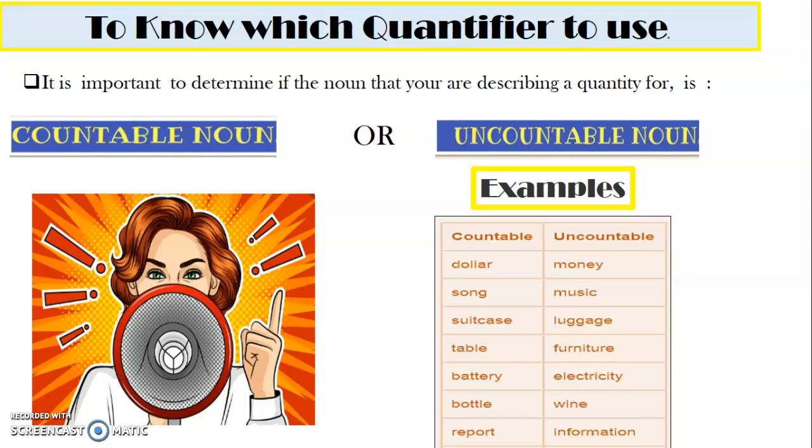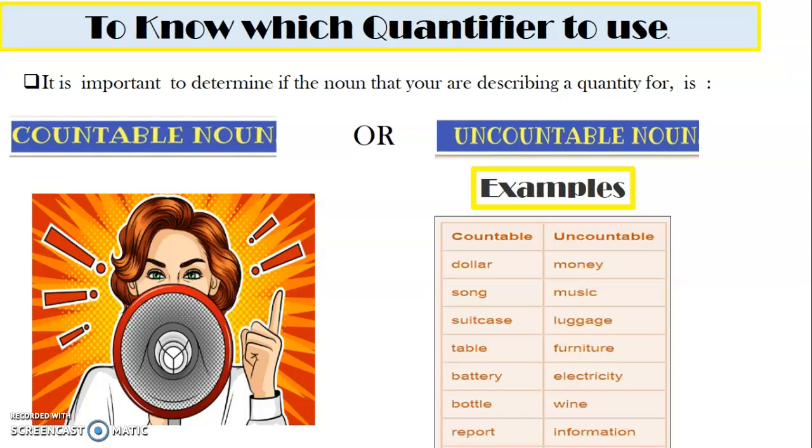To know which quantifier to use, it is important to determine if the noun that we are describing a quantity for is either a countable noun or an uncountable noun. Later we are going to go deeper on this matter, but let's check the examples about countable and uncountable nouns.